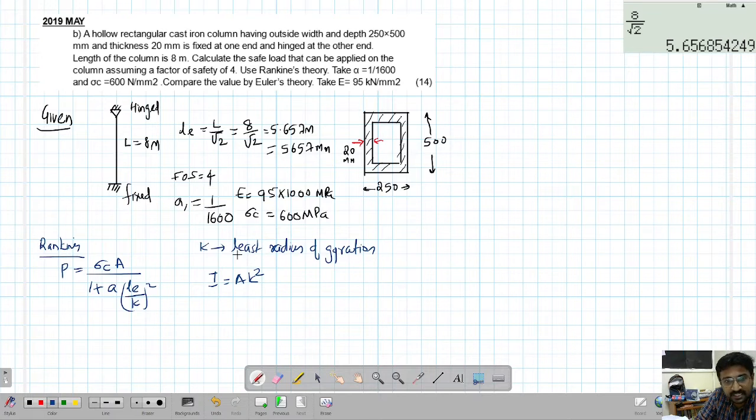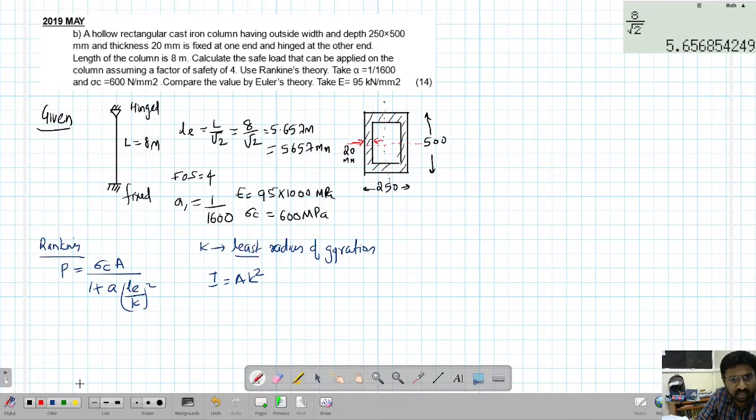So that is why this term "least" is important. First we have to take the two I's. Out of the two I's, the area is constant, so depending upon the value of I, the value of K will change. So least means we have to take the least value of I. For a rectangle, the least value of I will be when we take moment of inertia about this line. If you take moment of inertia about the other line, we'll have a higher value compared to this value.